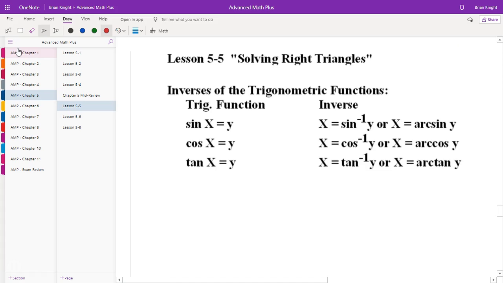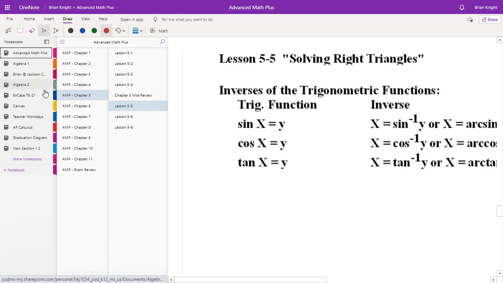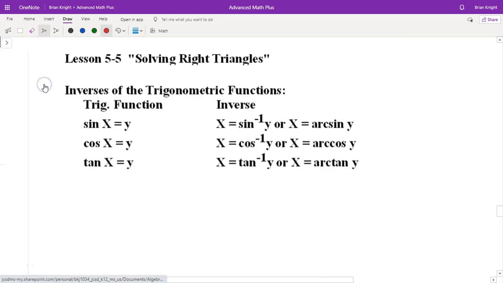Today we're going to be solving right triangles using our trig ratios. Lots and lots of fun. Up until now, we've only solved for the sides. Now we will be also solving for the angles in the right triangle.